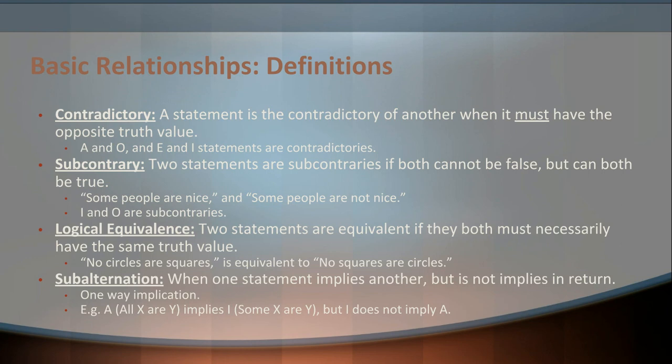So, a couple of other relationships that we need to be aware of. One of which is logical equivalence. Two statements are logically equivalent if they both necessarily must have the same truth value. With some statements, this works out rather straightforwardly. Take something like no circles are squares. This is logically equivalent to no squares are circles.